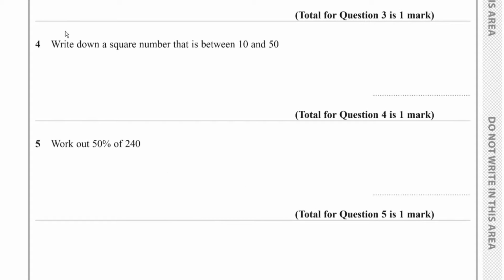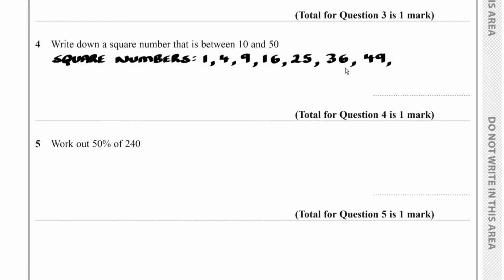Question number 4. Write down a square number that is between 10 and 50. Let's write down the square numbers. We have 1, 4, 9, 16, 25, 36, 49, and we could continue on. We are after a square number that is in between 10 and 50, so we can choose any of the 16, 25, 36 or 49. For example, we could choose the 25.